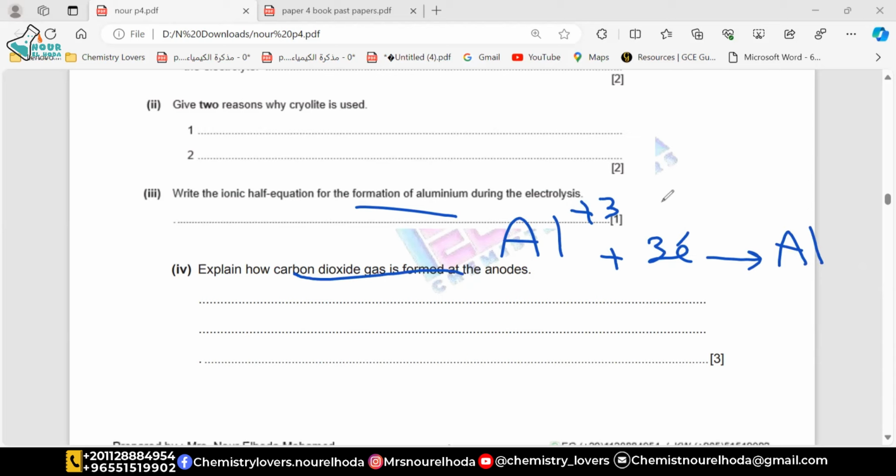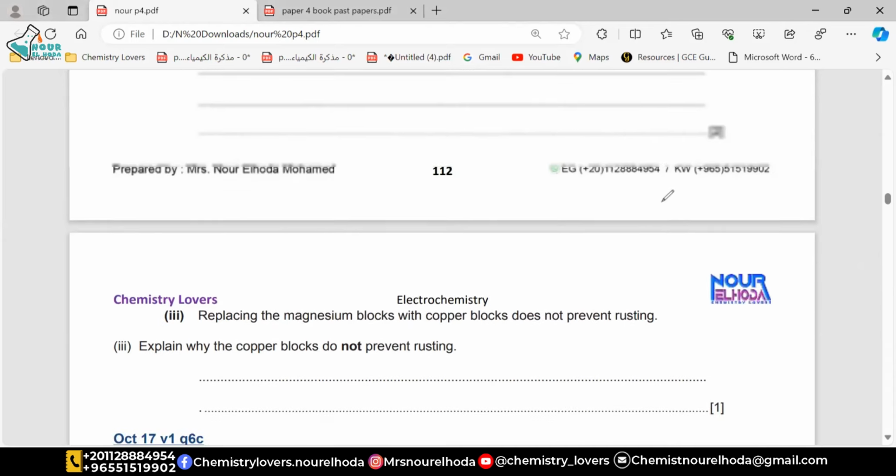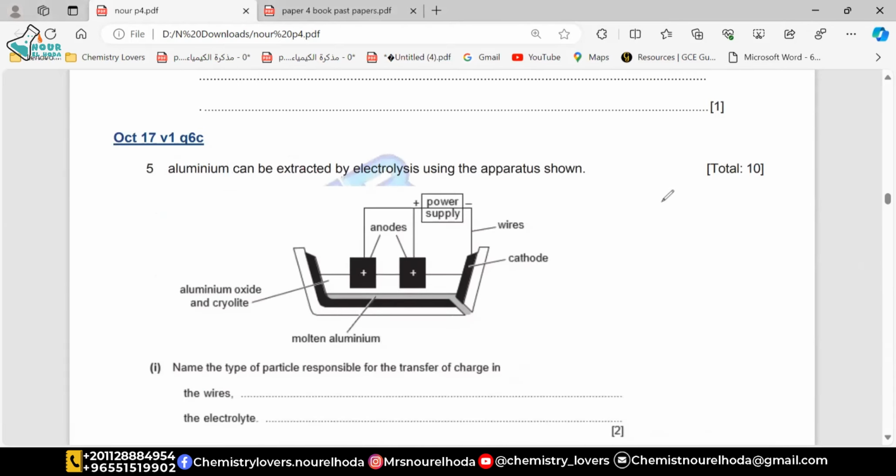This question again is very important. If he asks you how the carbon dioxide is going to form, what should I do? I'm going to say at the anode, and we said this before. At the anode, what will happen? We said at the anode oxygen is formed. So why should we replace it?